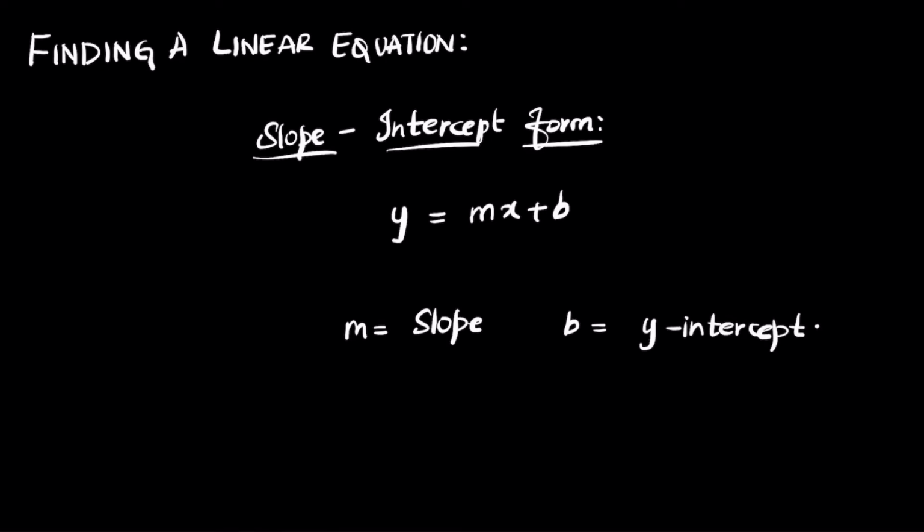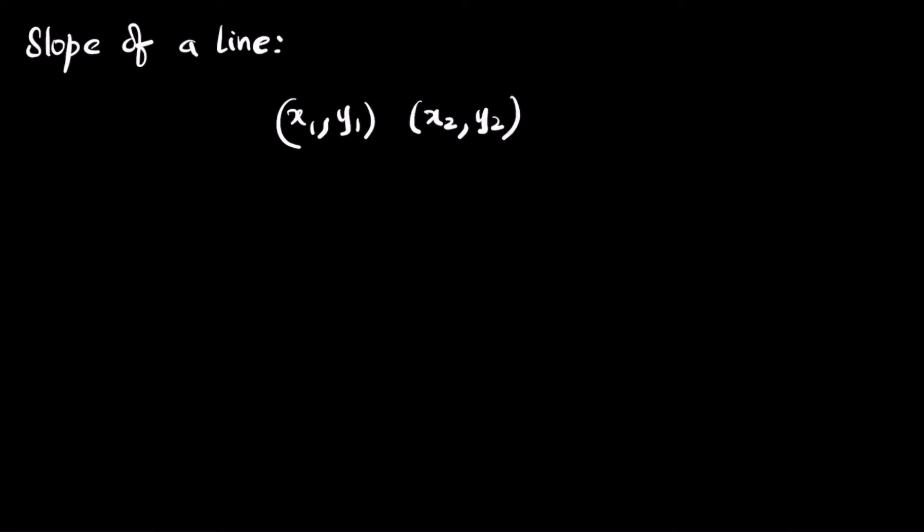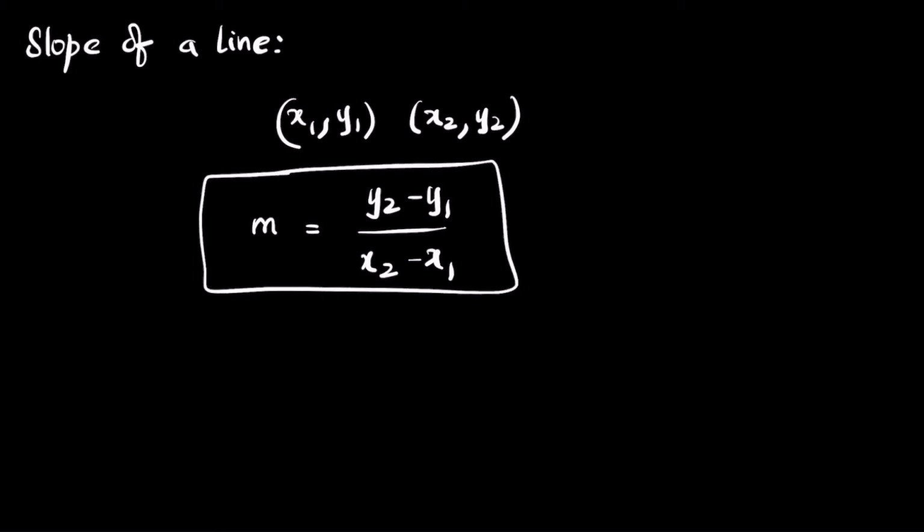So before we talk about how to solve this problem, let's talk about the slope. The slope of a line. So given 2 points on the line, let's say we have 2 points on the line, x1 comma y1 and x2 comma y2, then the slope m is given as y2 minus y1 by x2 minus x1. So this is the formula for the slope of the line.